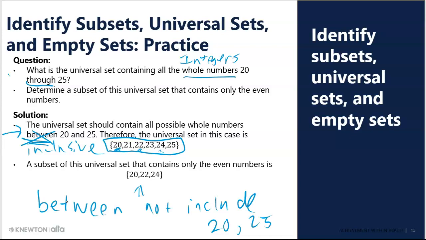Okay, so that's another practice with universal sets and subsets. That's all I have for this video. In our next video, we're going to talk about finite and infinite sets. There are sets, like the set of real numbers, or even the set of integers, that have an infinite number of elements. And there are other sets, like the set we just dealt with, that have a finite number of elements. In other words, it ends. So I look forward to seeing you next video and in class. Thank you.